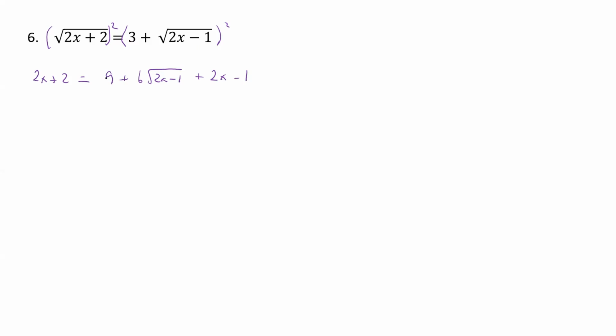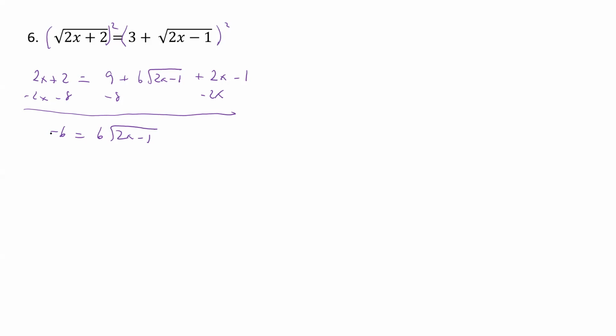All right, so now what we have is 9 minus 1 is 8. If I want to take it to the other side, I'll subtract 8. And here I'll subtract 2x. So here, 2x minus 2x is 0. 2 minus 8 is minus 6. And on the right, we get 6 square root of 2x minus 1. All right, so now what we have to do is continue on simplifying this.